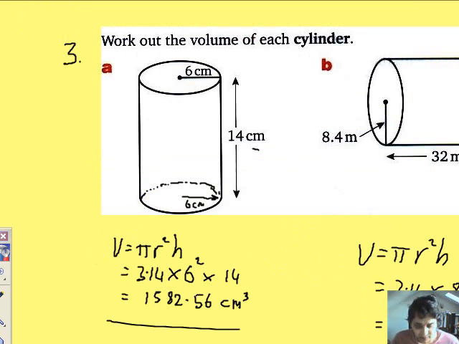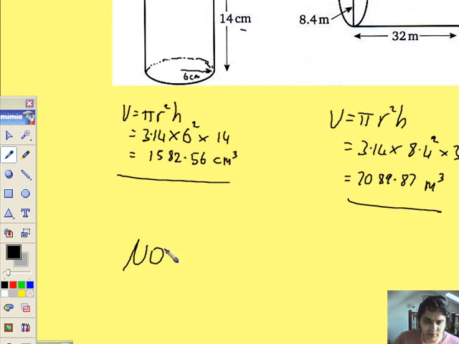What they haven't got in this book, and they should have had, is an example of a cylinder where they give you the diameter. If you're given the diameter, please don't use pi r squared h. First of all, work out the radius by taking the diameter and dividing by 2. So I better write you a little note.